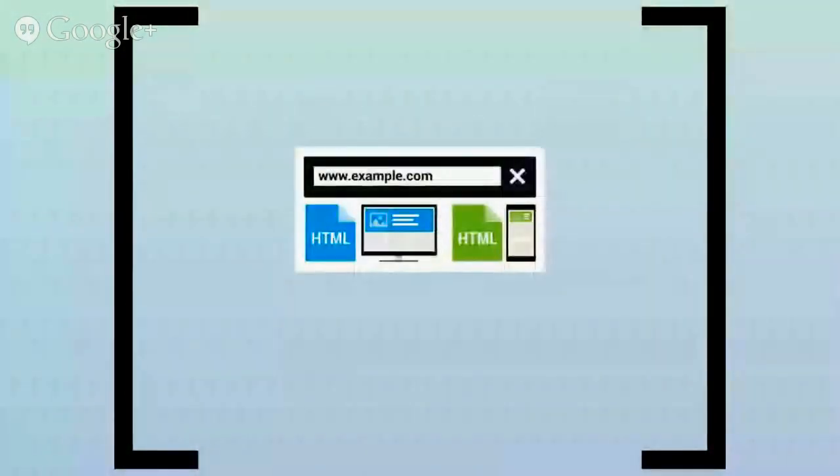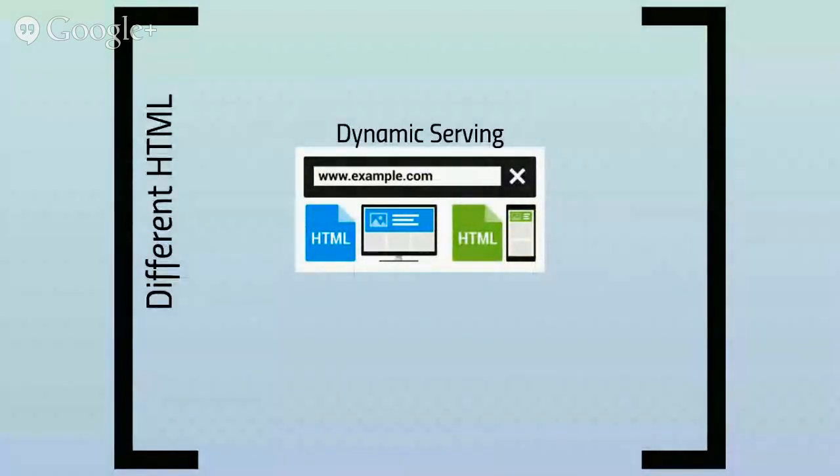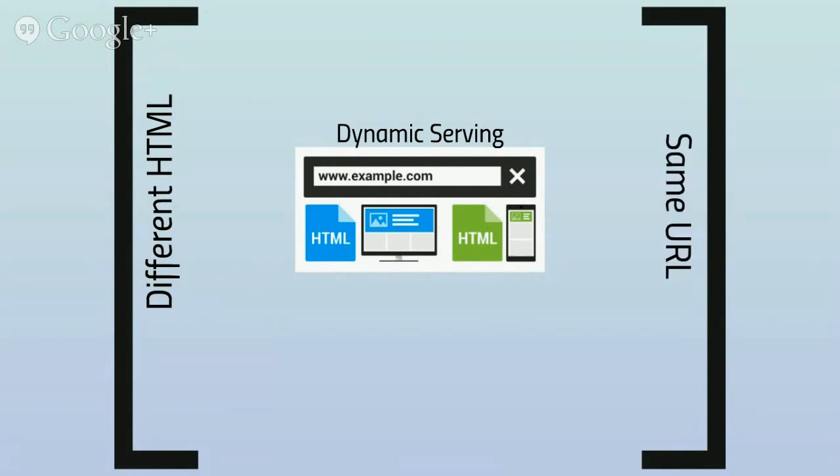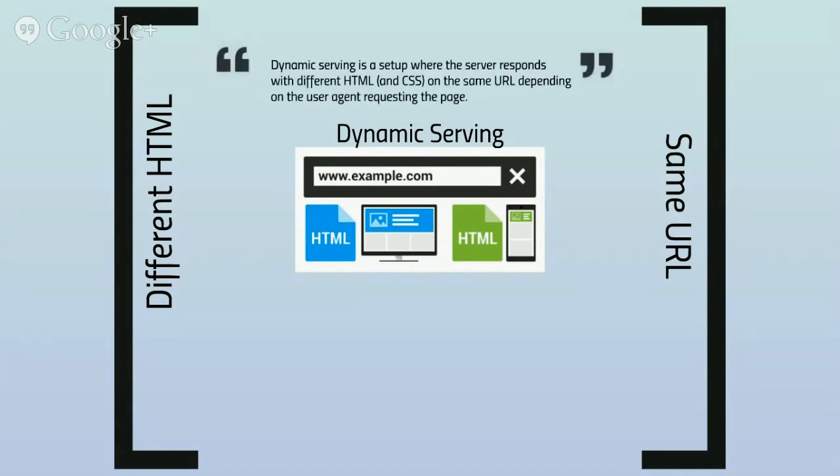But in any case, the second one is just dynamic serving. Dynamic serving is called dynamic because there's different HTML coding that's involved. So the server pulls from two different sources, different HTML, but the same URL. And so it's not as bad as the separate URLs, but it does have one minor setback in that there's more code involved, and it's not as streamlined. So dynamic serving is a setup where the server responds with different HTML and CSS on the same URL depending on the user agent requesting the page.